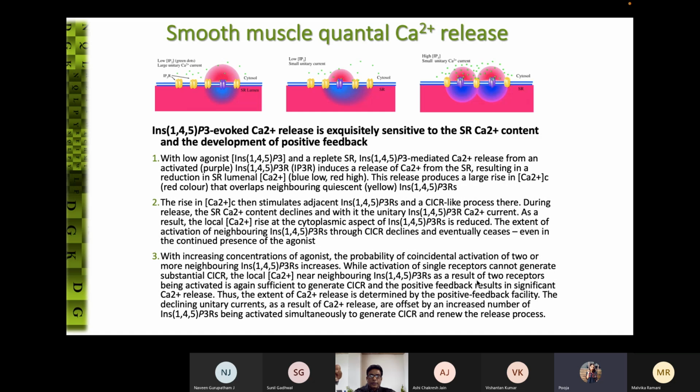Okay, sir. One more thing. How would you differentiate these oscillating signals from something like seizures? Because I guess even in seizures, the action potentials randomly spike.